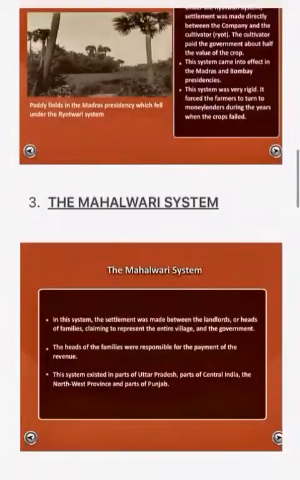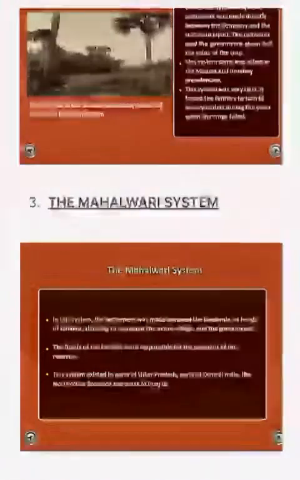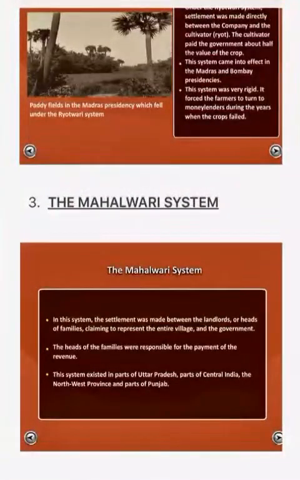Now the third one is the Mahalwari system. The Mahalwari system existed in parts of Uttar Pradesh, parts of central India, the northwest province, and parts of Punjab. In this system, the settlement was made between landlords or heads of families claiming to represent the entire village community, or group of villages, and the government. Villages were also called mahal. That's why this is called the Mahalwari system. Okay. So the landlords or heads of families were jointly responsible for the payment of revenue to the company. The revenue was fixed and it was to be revised after 20 to 30 years.